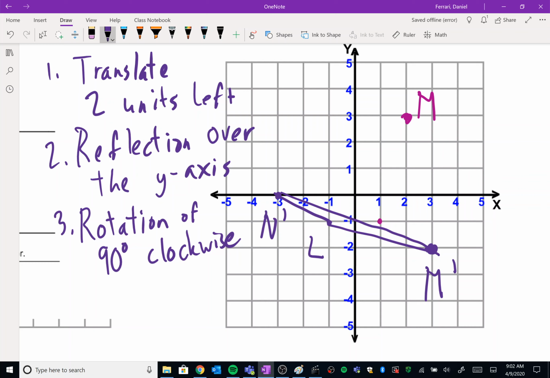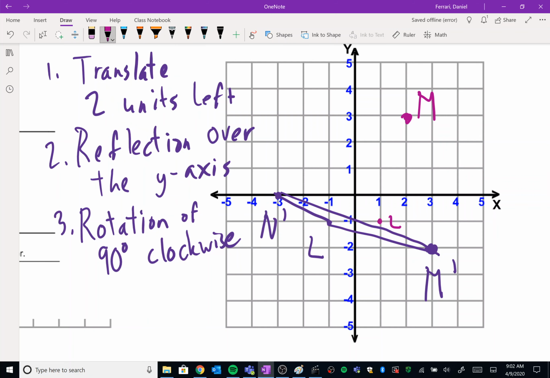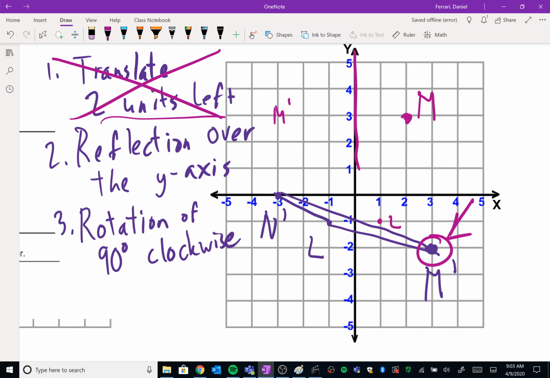Now if I go from point M and I translate 2 units to the left, that puts M prime over here. Obviously that is not where we want it to be. That is not down here with the M prime. So that means that number 1 cannot be the right answer. Then that puts us to number 2, a reflection over the y-axis. If I'm reflecting over the y-axis, that would put M prime over here. And again, that is not where we want to be, down in the 4th quadrant. So that one is out.